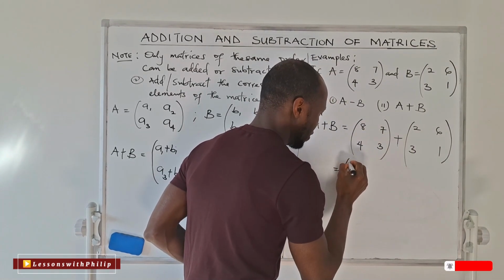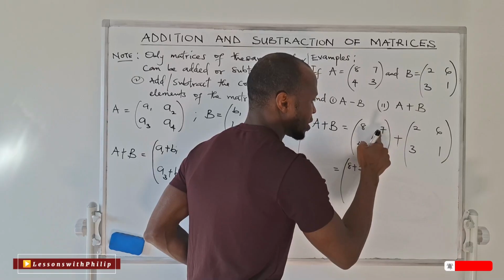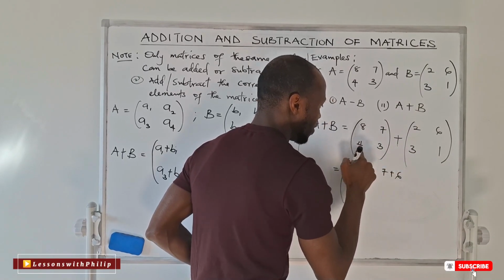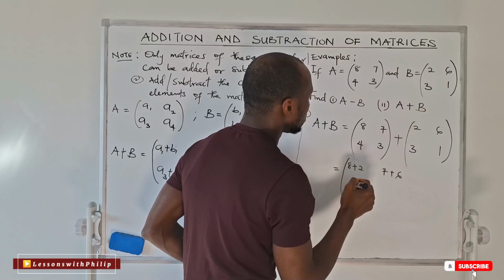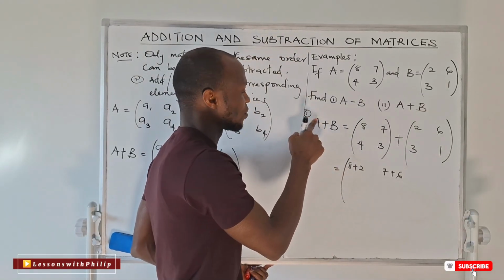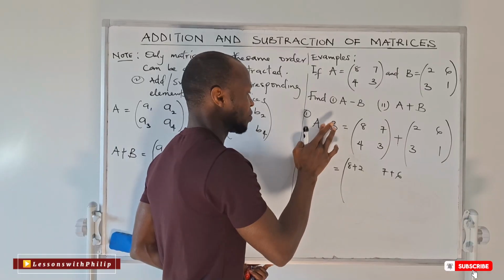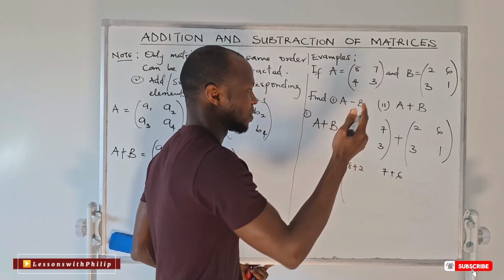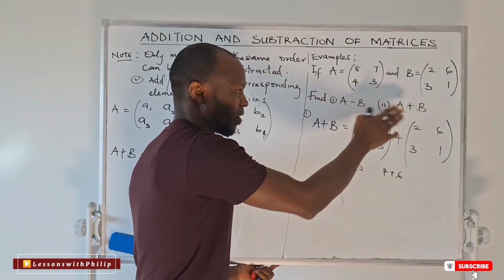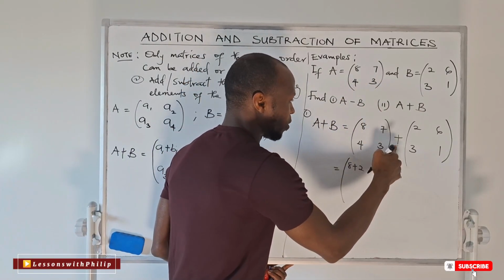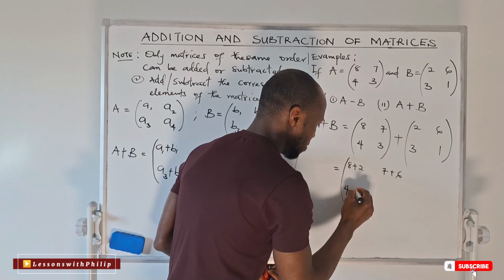So we have 8 plus 2, 7 plus 6. We have 7 plus 6, 4 plus 3. Okay, I'm doing plus first. Let me do the first example. Or should we just do this one first? No problem. Let's do that one first. That shows we have interchanged the question. So, okay, then we have 4 plus 3.